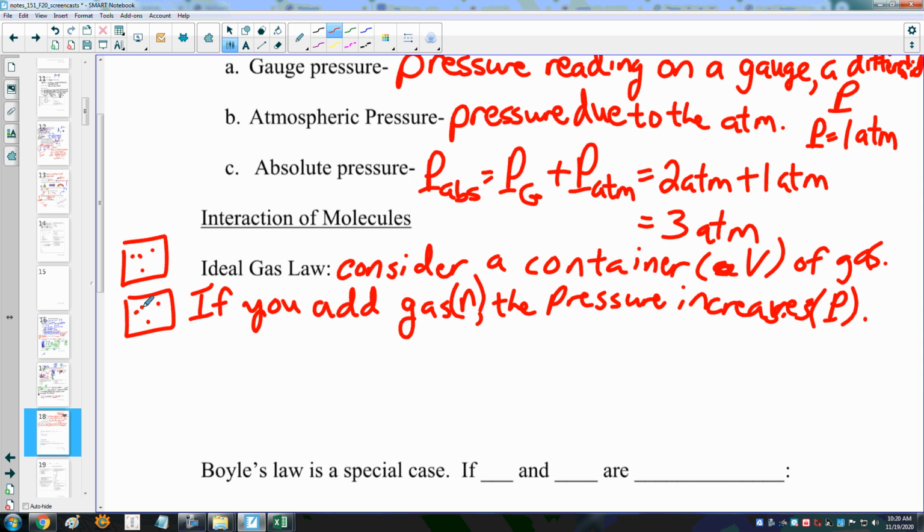I double it, then that's going to increase the amount of pressure because those molecules are going to be interacting more. And when they interact more, they move around faster, they bump against the sides of the container, and that increases the pressure of that gas.